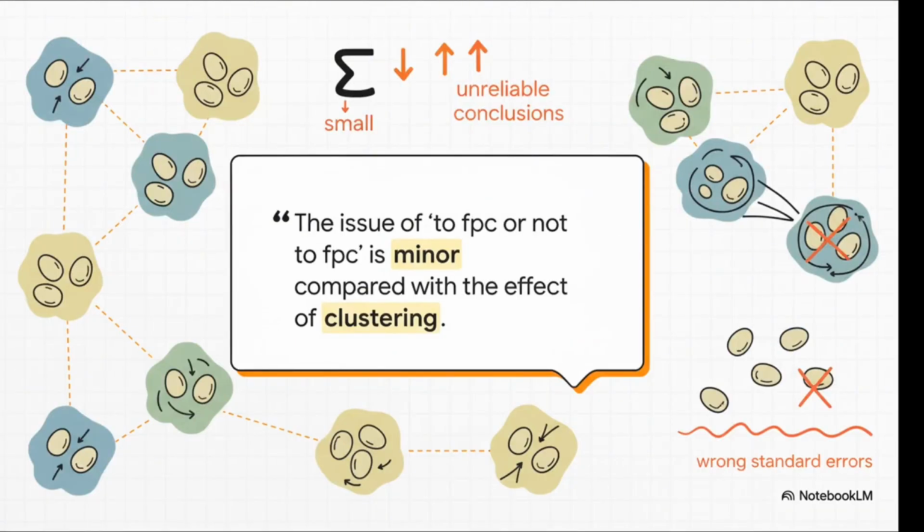I want to leave you with this last thought, because it's probably the most important takeaway from this whole thing. People can get really worked up about little details like the finite population correction. But the biggest mistake you can possibly make is to ignore the clustering in your data altogether. If you analyze this coot egg data like it was just a simple random sample of eggs, your standard errors will be dead wrong, probably way too small, and your conclusions could be completely bogus. Getting the cluster design right is everything. Everything else is a distant second.